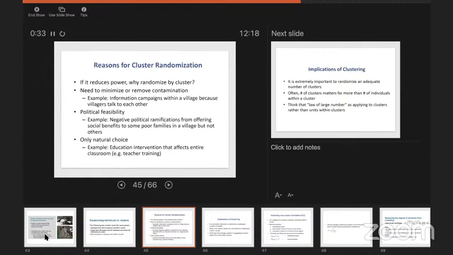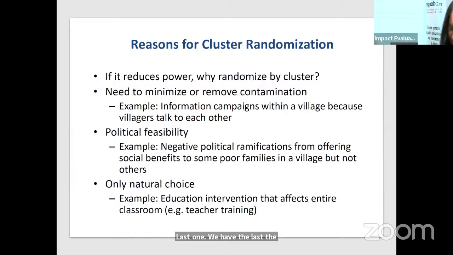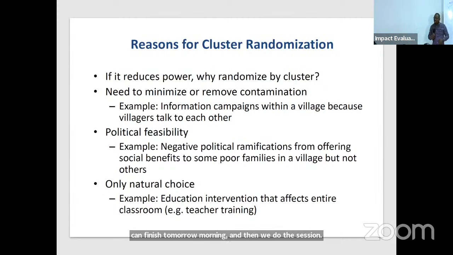I want to finish this because the last session we have, which I'm not sure we'll finish, we can finish tomorrow morning and then we do the session on questions. It's very practical, data collection, how do we ask questions, how do we do this, right? That we can do tomorrow. So at least today I finish early, and we can use the afternoon to discuss other things individually.